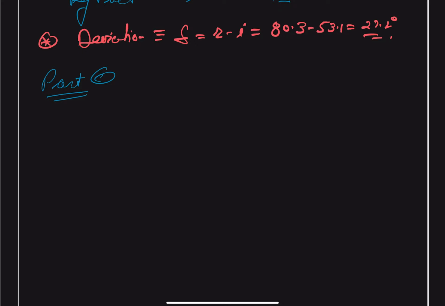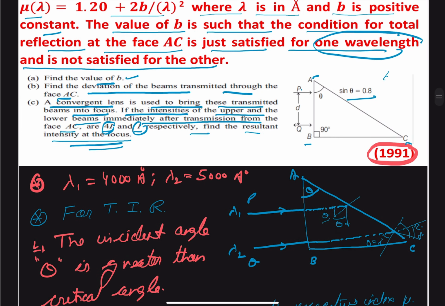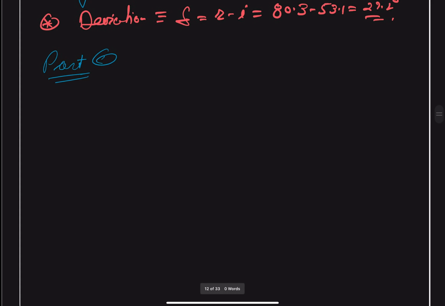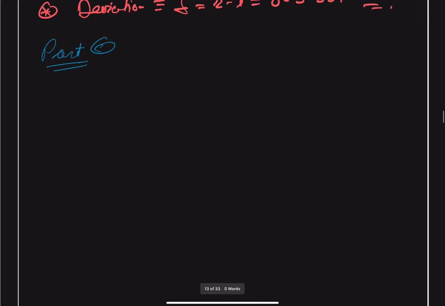In this case, it is saying that both beams are getting transmitted from the face AC. One second, let me check again what is given. If intensities of the upper and the lower beams immediately after transmission from the face AC. Okay, so their intensities immediately after the face AC are given as 4I and I. Therefore, we can draw a rough approximate figure.